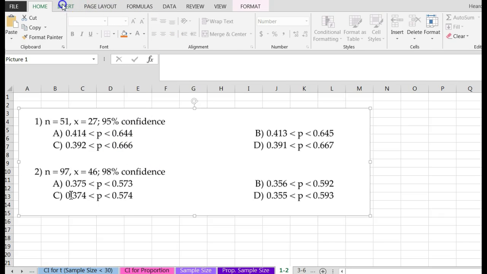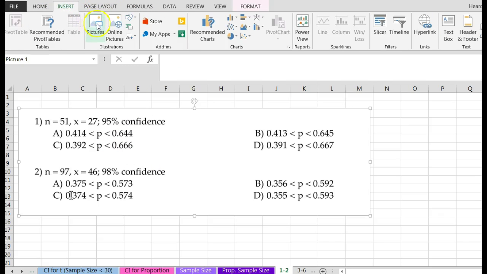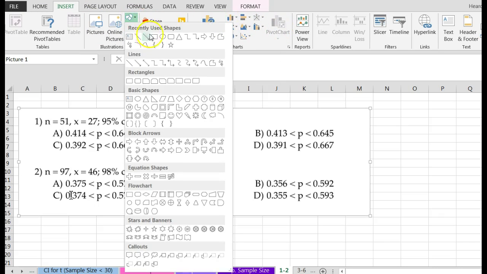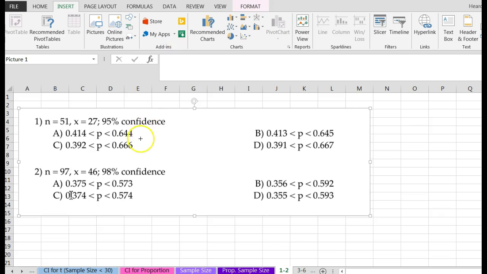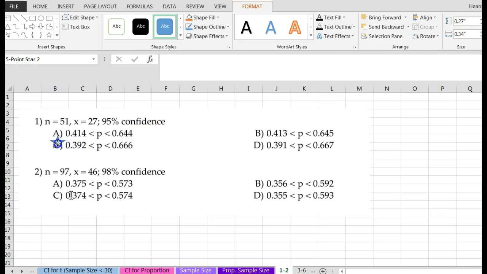I don't know if I can insert something and if it'll let me circle this. I don't need to. Let's see, it'll let me do a shape. Well, maybe I'll put a star there. So C was my correct answer. I'll put a star right by the C.